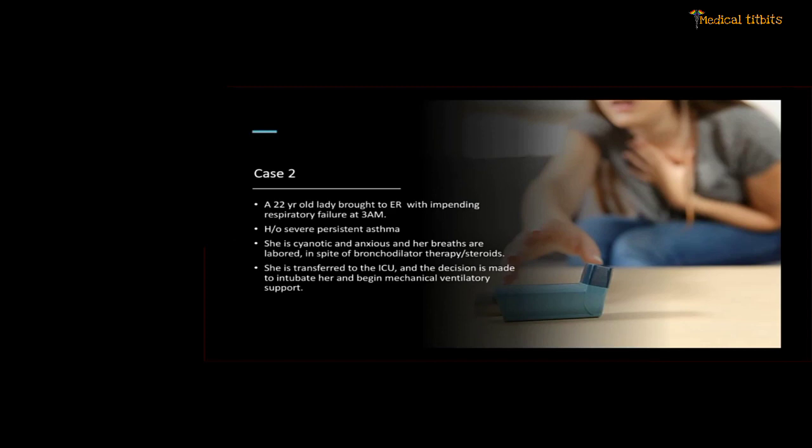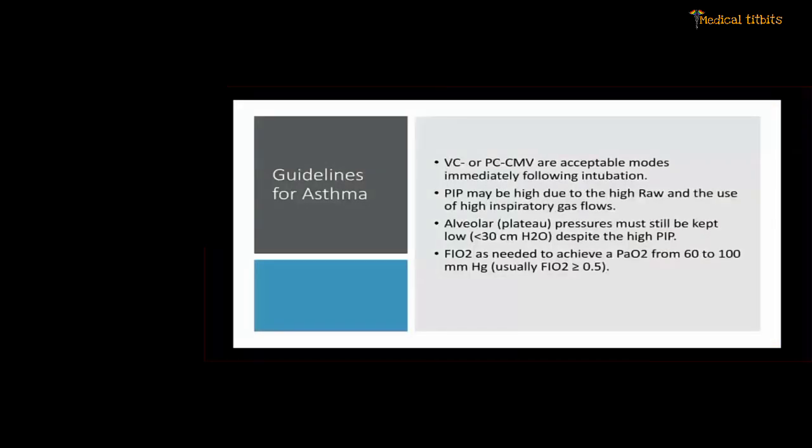How do you do the initial settings? Here the volume control or pressure controlled mechanical ventilation modes are acceptable modes immediately following intubation. The peak pressures, you have to expect them to be high due to very high resistance because of the severe bronchoconstriction and the resistance along the tracheobronchial tree and the use of high inspiratory gas flows. So you need to get ready to face a peak pressure of maybe 50 or 55.